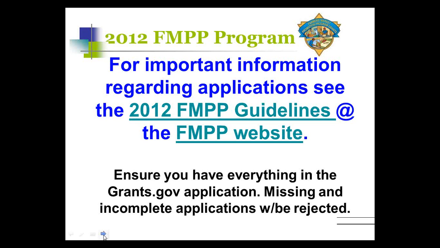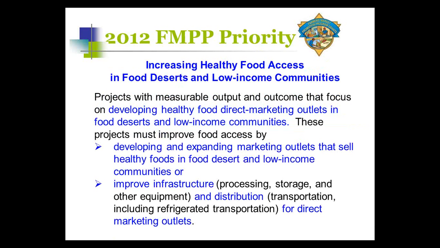The first and most important thing, before you even start your application, please print the FMPP guidelines, read that document, and follow the instructions about how to prepare your application. The second is everything must be submitted via Grants.gov. We are not accepting anything by email or by mail this year, which is different from previous years. And you must have everything in that one grant application.